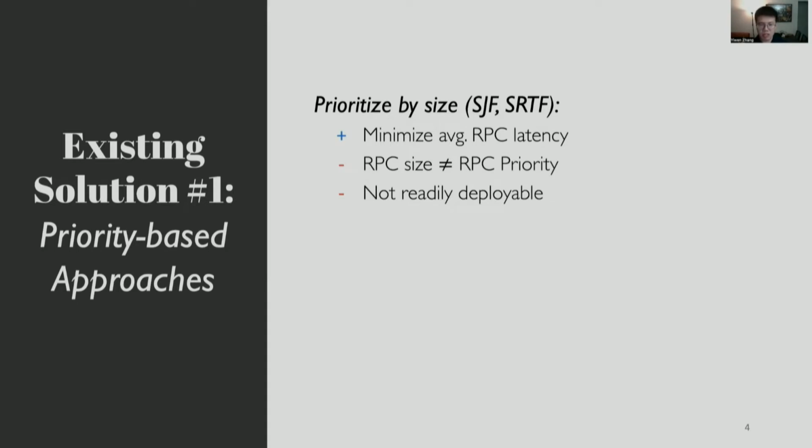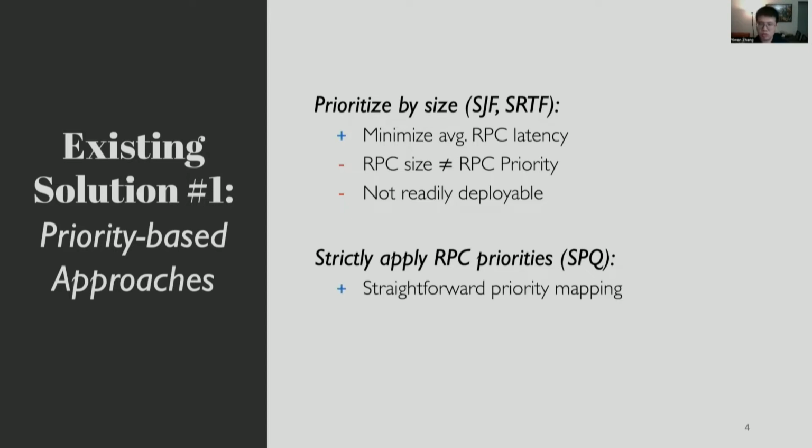Another approach is to strictly apply RPC priorities using strict priority queuing. This approach is straightforward in priority mapping. However, it also incentivizes everyone to use the highest priority. Plus, SPQ is known to have starvation issues.